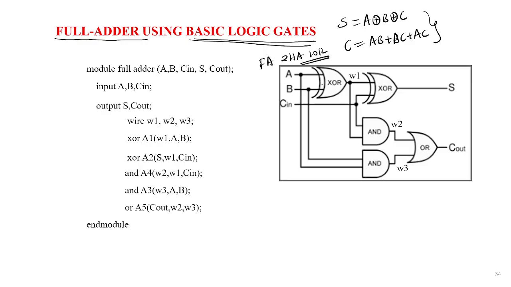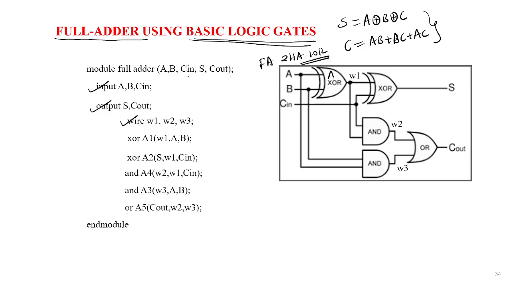See here, 2 half adders are there: one half adder is this one, and one more half adder is this one, and one OR gate. Here I need to include intermediate wires, W1, W2, W3. First I write module full adder. I declare the port list A, B, Cin, S, Cout. Inputs are A, B, Cin, and outputs are S and Cout. Intermediate wires I declare: wire W1, W2, W3.